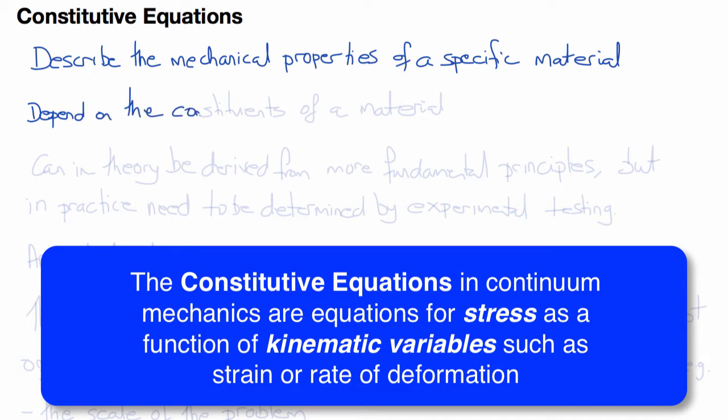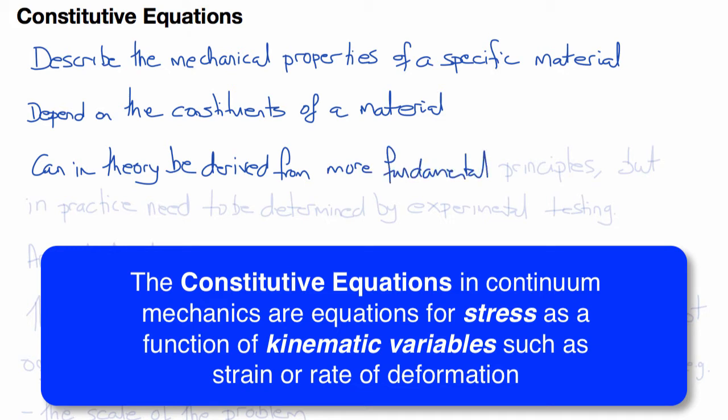They're so named because the constitutive properties, the mechanical properties of a material, depend on its physical constituents, its structure and microstructure. In theory, the constitutive equations could be derived from more fundamental principles found, for example, in statistical mechanics and thermodynamics. But in practice, these also require idealizations, and for real materials, especially in biomechanics and biophysics, we need to use experimental tests.